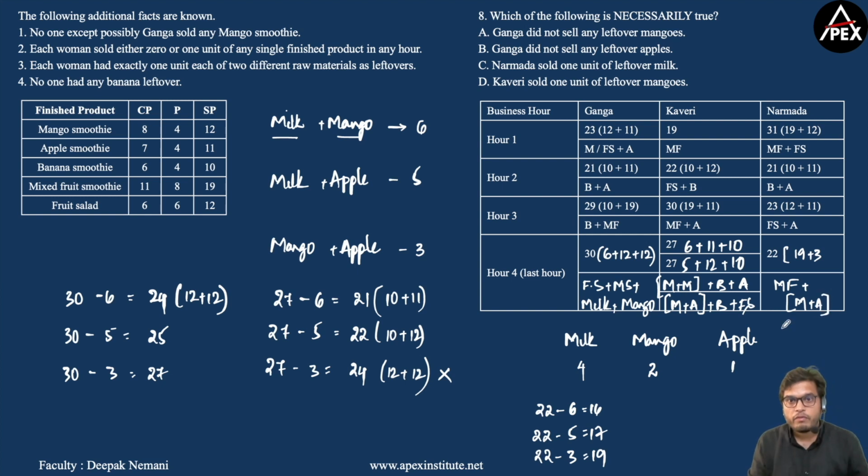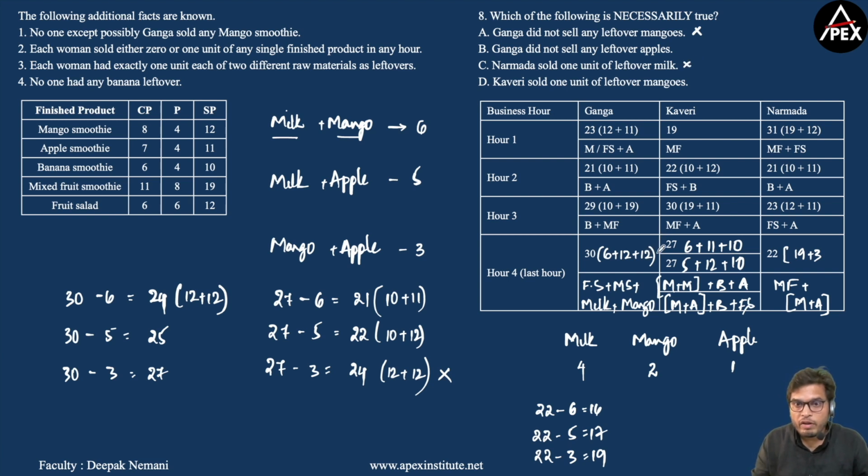Now what was asked? Which of the following is necessarily true? Ganga did not sell any leftover mangoes. Now you have Ganga selling a leftover mango, so this cannot be the answer. Ganga did not sell any leftover apples, which is true. Ganga did not sell any apples here. Now Narmada sold 1 unit of leftover milk, right? So no, Narmada sold 1 unit of mango and 1 unit of apple. This is not true. So that cannot be your answer.